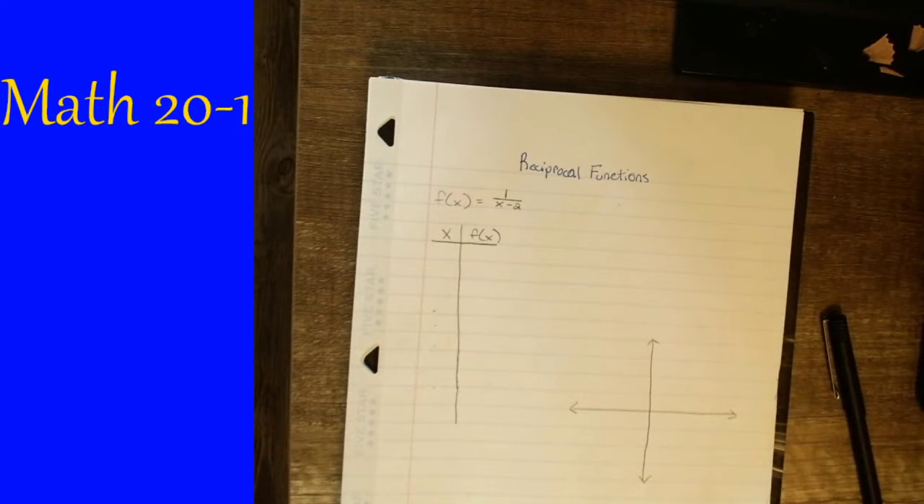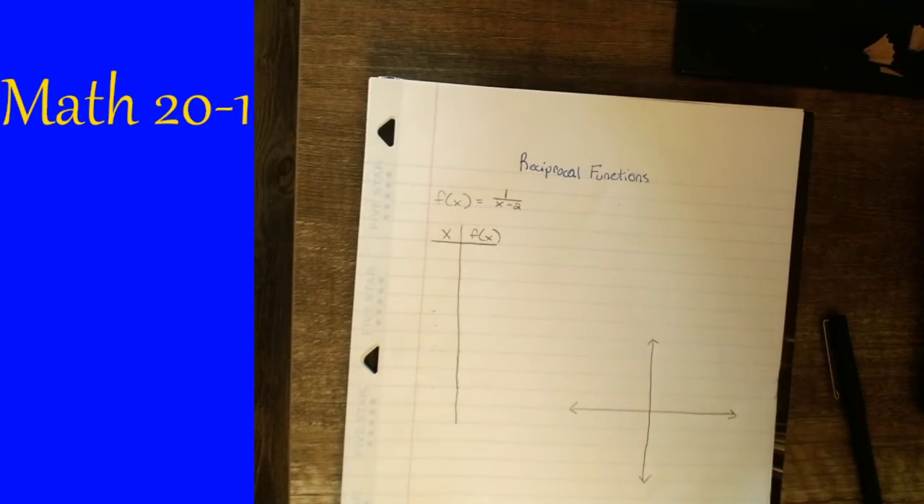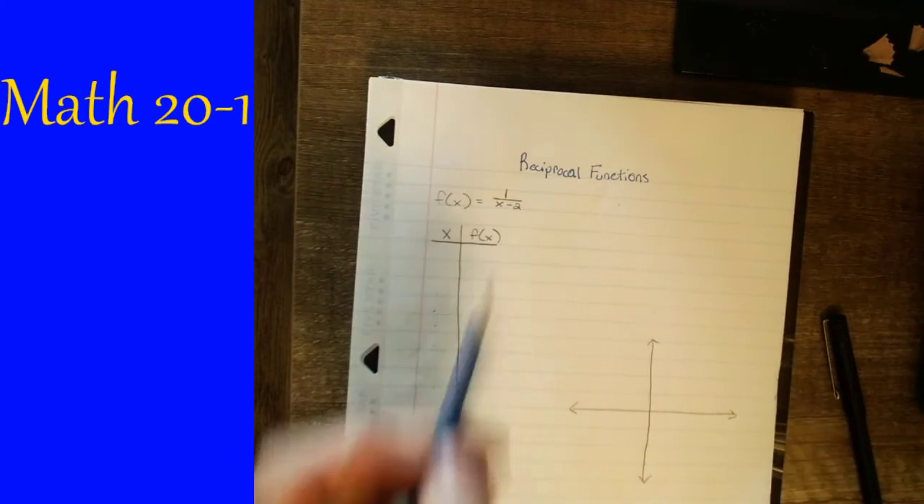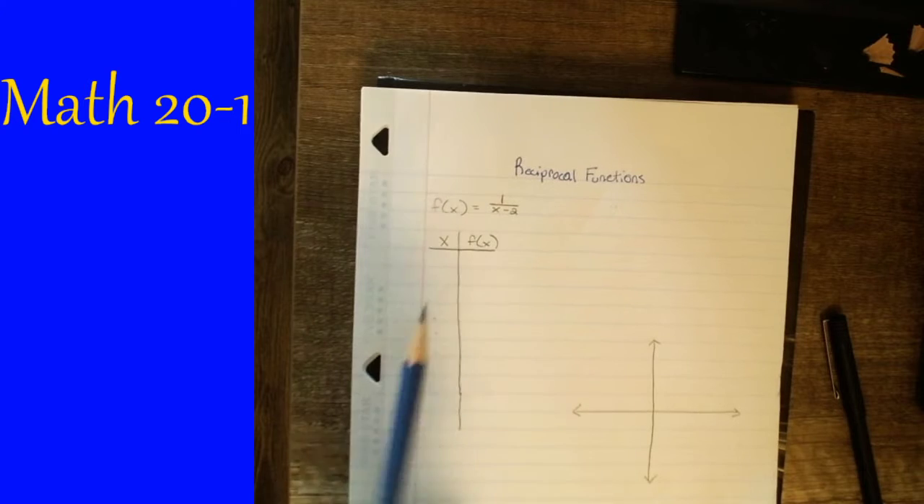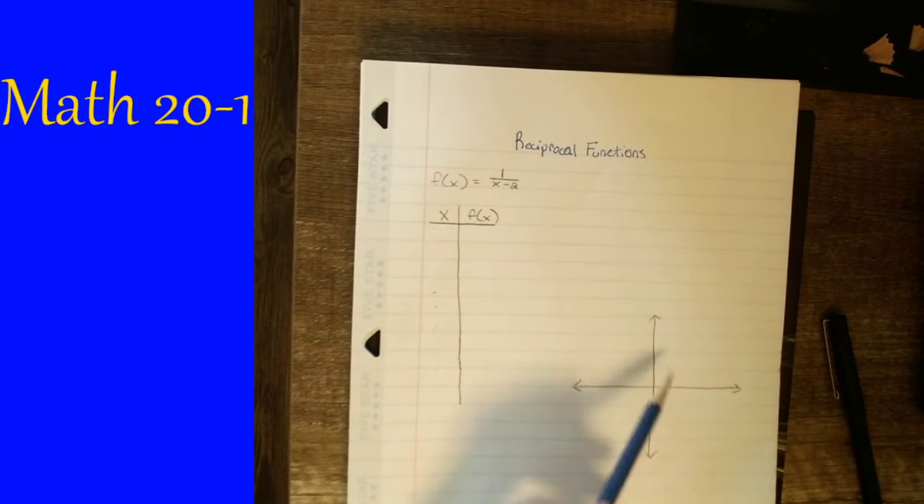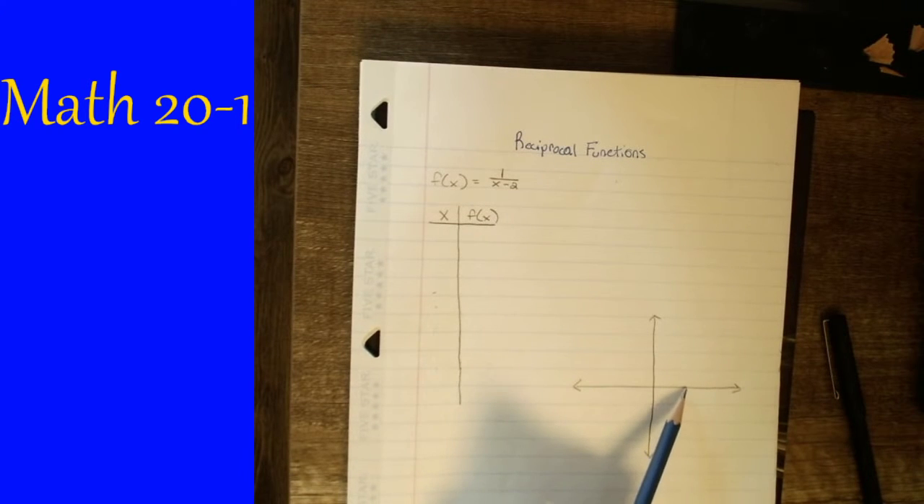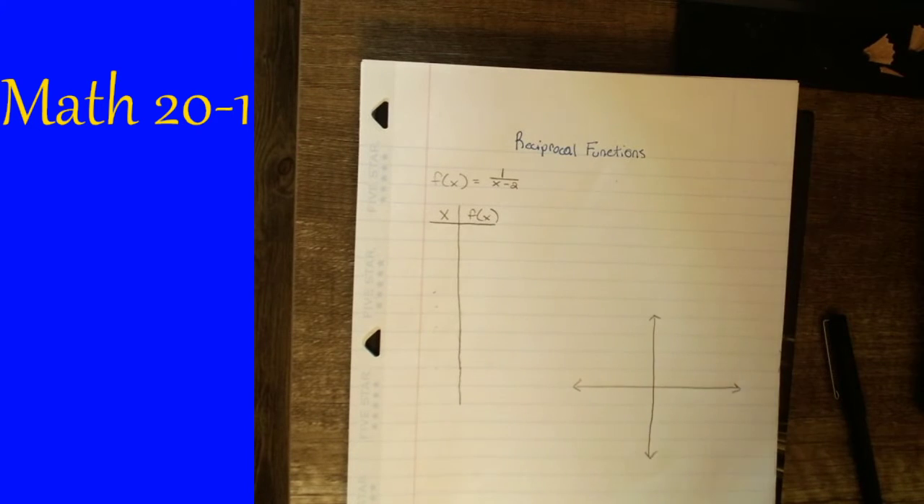Hey everyone, today we're going to look at reciprocal functions. I've gone ahead and chosen our f of x to be 1 over x minus 2. I have a table of values and also a place where we will roughly sketch the graph.